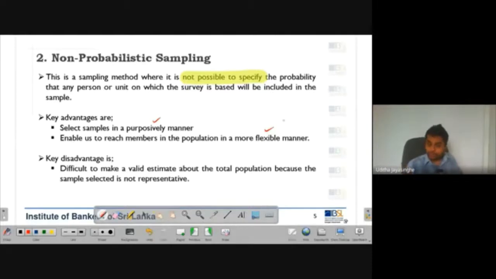You have to make sure that each individual item is going to give a similar probability. You can't be biasing anyone. So those methodologies are going to be costly and time consuming. But in contrast, all these non-probabilistic sampling methods are very easy, very flexible, and you can do them in a purposive and selective manner.